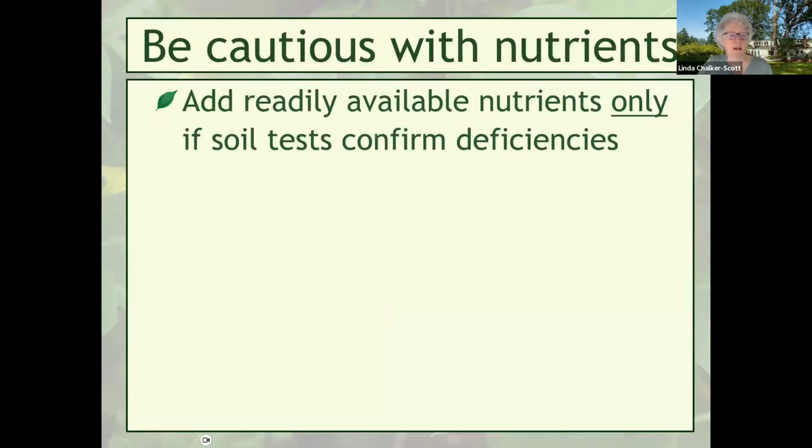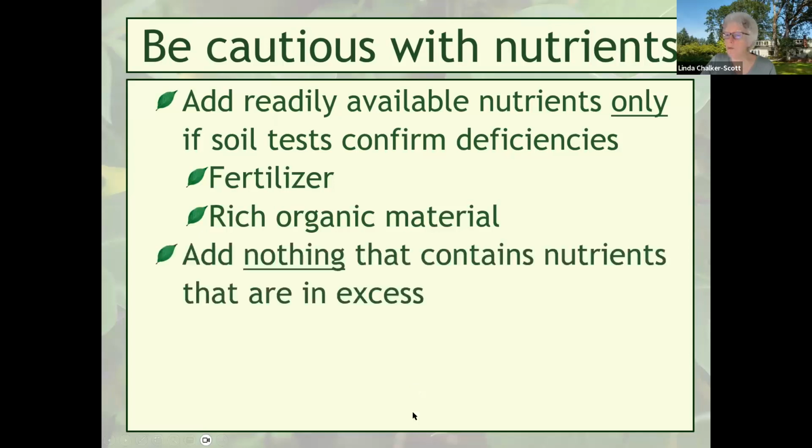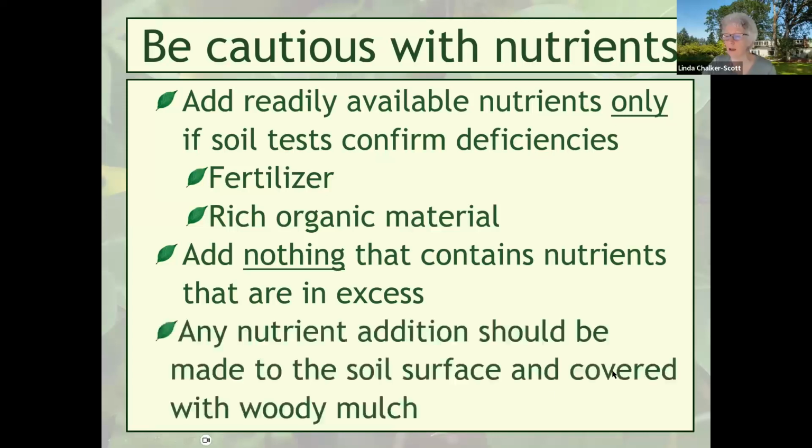If you need to add something, and you might want to add nitrogen, that's a common one we sometimes have to add, just add nitrogen. Don't do a complete fertilizer, just the nitrogen. And this includes fertilizer or rich organic matter like compost. And don't add anything that contains things that are in excess. So the complete fertilizers that are equal amounts of NPK, don't use them if you have excessive P. You don't want to do that.